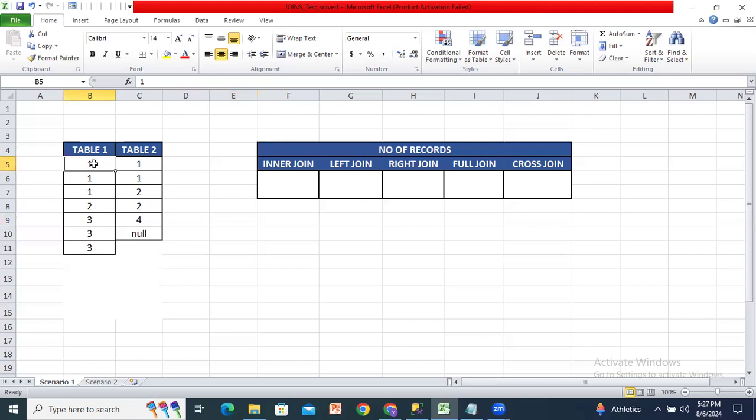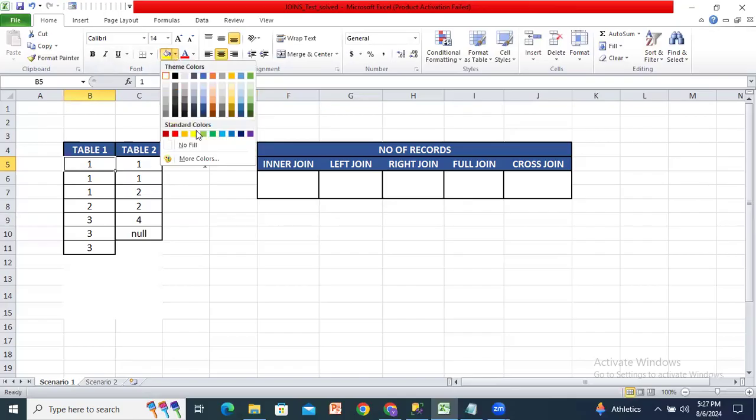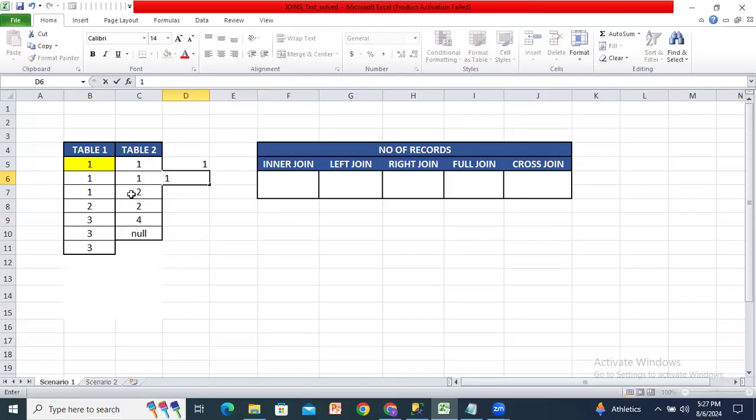So the first row is matching to how many records in table 2? Let's see. 1 is matching to the first row, 1. I will highlight this part for timing. So 1 is matching to the first record, yes. And 1 is matching to the second record, yes. And the third record, is it matching or not? No, it's not matching. Fourth record not matching, fifth record not matching, all the remaining not matching. So here how many records? 2. So first we consider it as 2 plus.